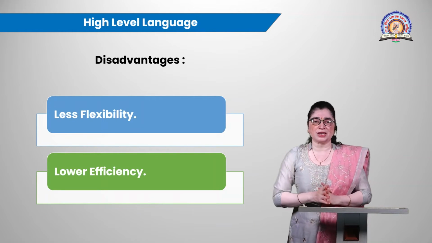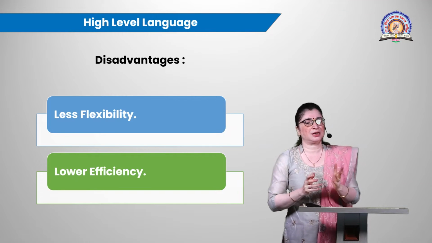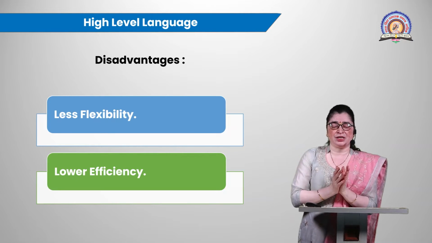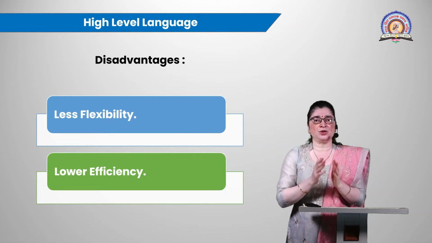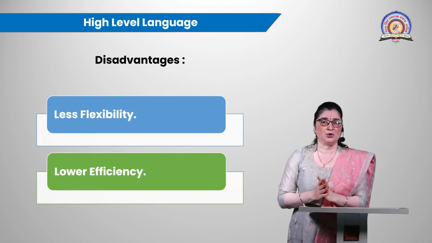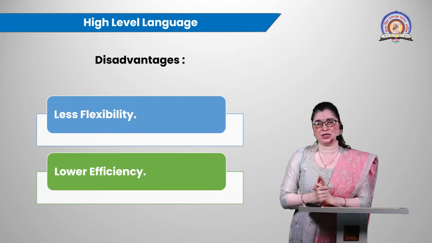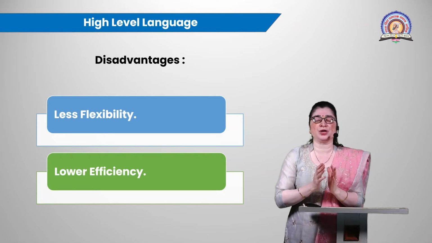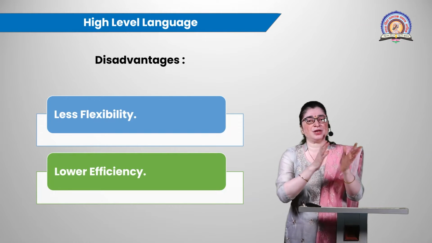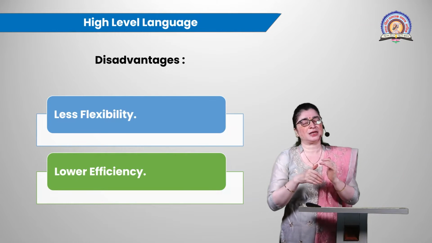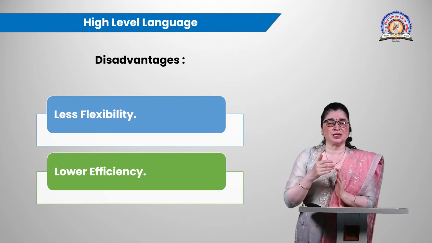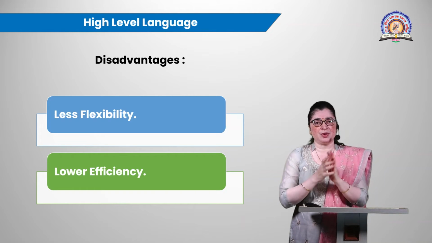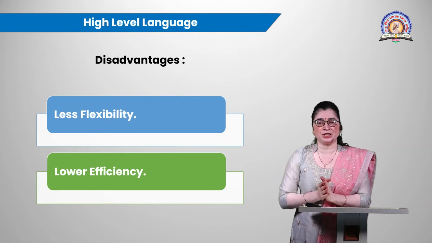Then there are certain drawbacks of higher level language: less flexibility and lower efficiency. As higher level language uses regular symbols or regular codes, they need to be converted into machine level language. So they require a large amount of memory or storage capacity of the computer. Whatever instructions are given by the user need to be converted into machine language, into the binary language, and it requires memory or storage in the computer.